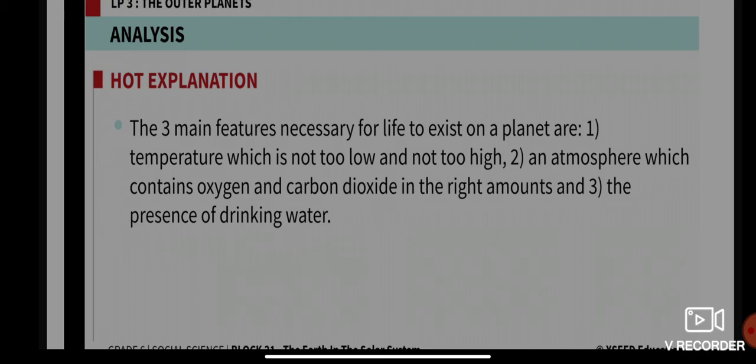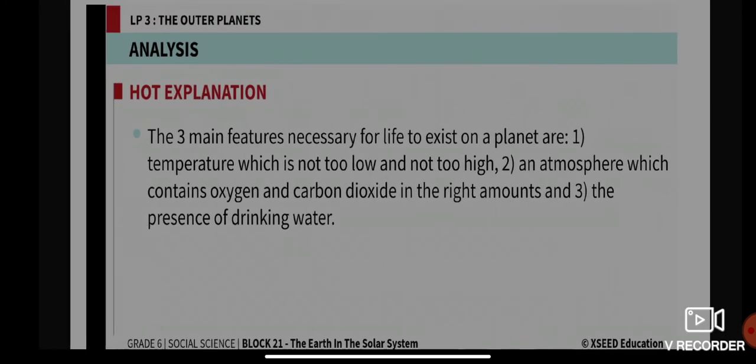Point number two, an atmosphere which contains oxygen and carbon dioxide in the right amounts. And another feature necessary for life to exist on a planet is the presence of drinking water. If there is no water, no living being can sustain itself and survive. So those are the three features necessary for life to exist on a planet.